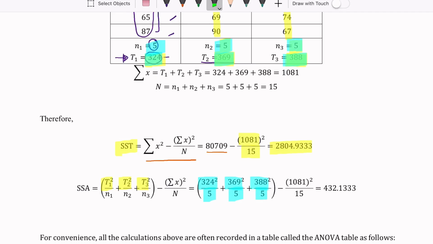So this is the first term minus the second term. The second term of SSA is the same as the second term of SST, so I just replace in our calculation for SSA. 1081, we take the square, and only we divide by the total sample size. So the sum of square treatment is given by 432.1333.